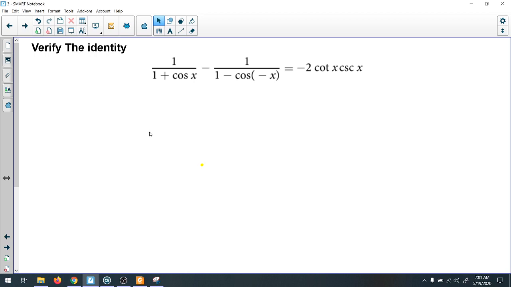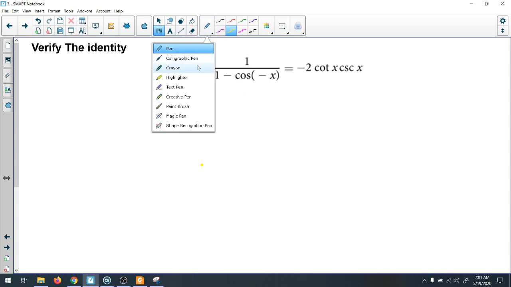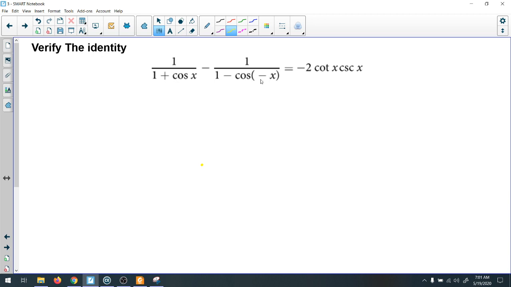Okay, verify the identity. I might stay longer in this video to explain something. So look at the given here: 1 over 1 plus cosine x minus 1 over 1 minus cosine negative x. We need to prove that this left side equals the right side, which is negative 2 cotangent x cosecant x. So first, you're going to look at the negative angle here.